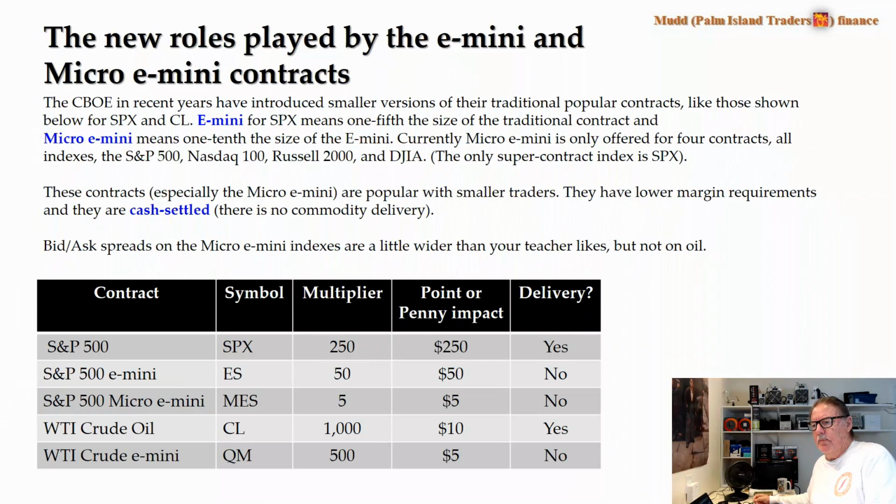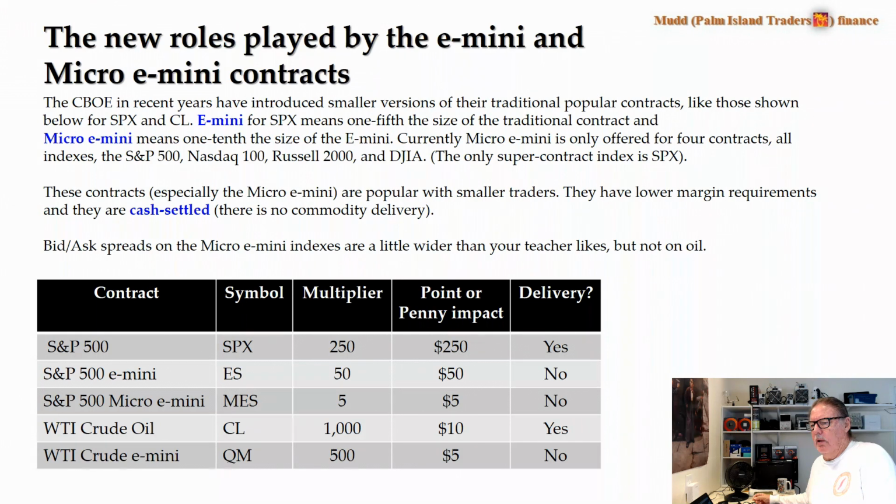It is the case that bid-ask spreads on the MicroEmini are a little wider than I like, but not on oil. And they're not ridiculous on the indexes. They imply quite a bit of a swing in the price of the index itself between bid and ask. And so they are criticized for that, but I don't think that's much of a problem. Although they're wide, you can overcome them if you are making fairly good directional bets or using them for hedges.